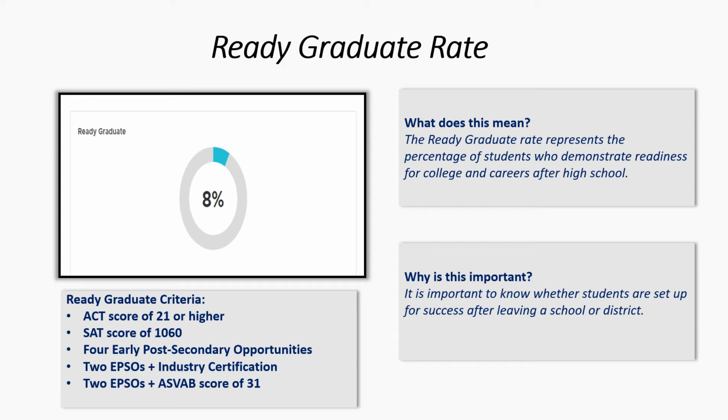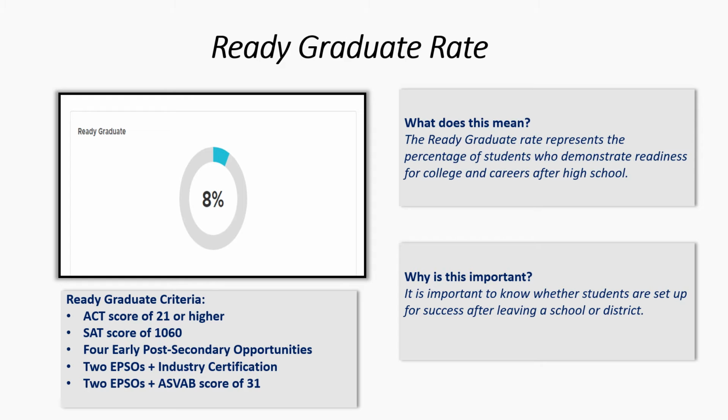Ready graduate rate. What does this mean? The Ready graduate rate represents the percentage of students who demonstrate readiness for college and careers after high school. The Ready graduate criteria includes meeting one of the following: an ACT score of 21 or higher, an SAT score of 1060, 4 early post-secondary opportunities, otherwise known as EPSOs, 2 EPSOs plus industry certification, or 2 EPSOs plus an ASVAB score of 31. Why is this number important?